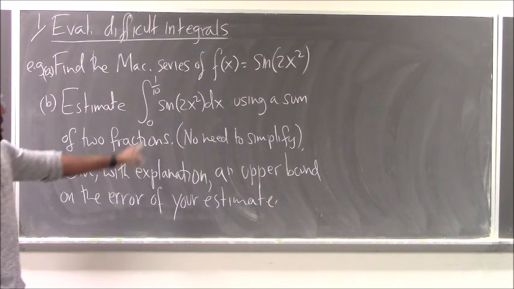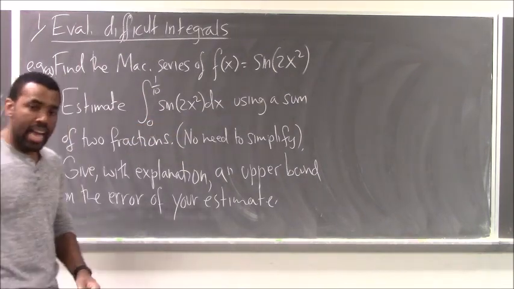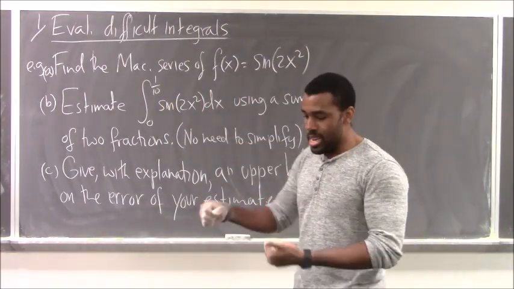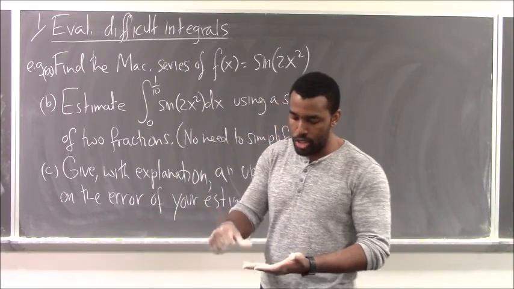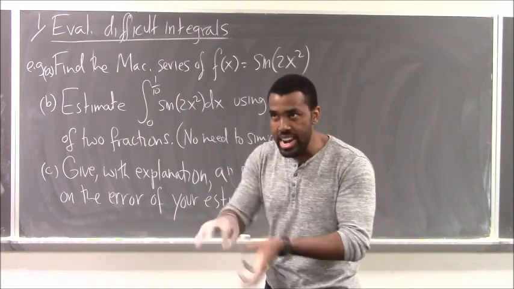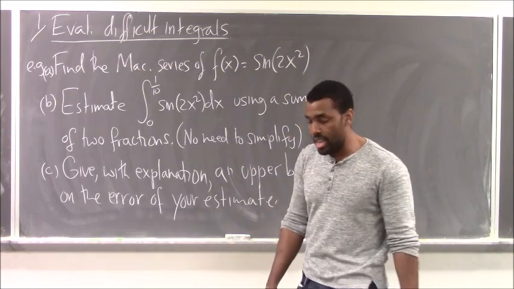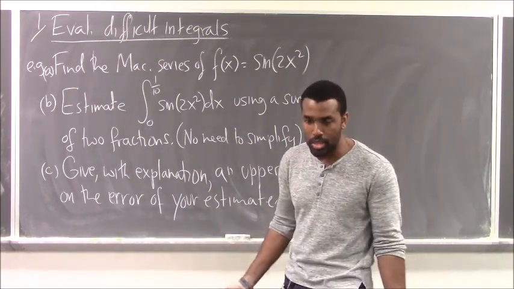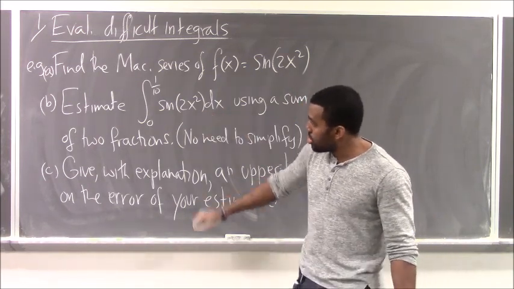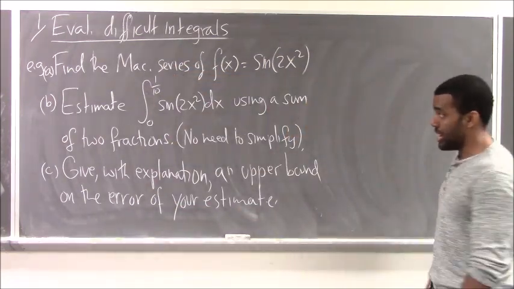What I do want you to appreciate for this function is that sine of 2x squared actually has no antiderivative. There is no function that you can think of that is a polynomial, exponential, trig, inverse trig, logarithm, or rational function, or any algebraic combination of those, which, when you take its derivative, will give you sine of 2x squared. It's literally impossible to come up with such a function. So the indefinite integral of sine of 2x squared is actually impossible to calculate.